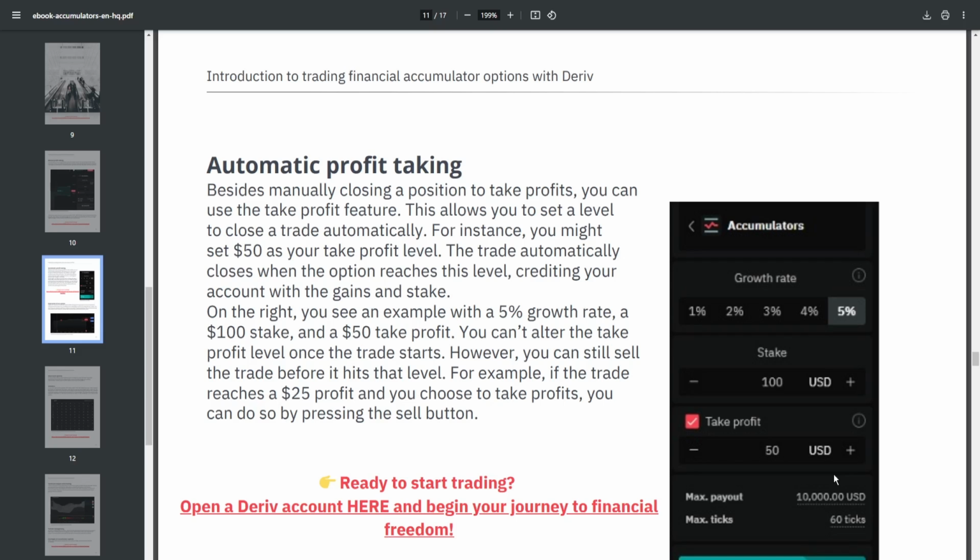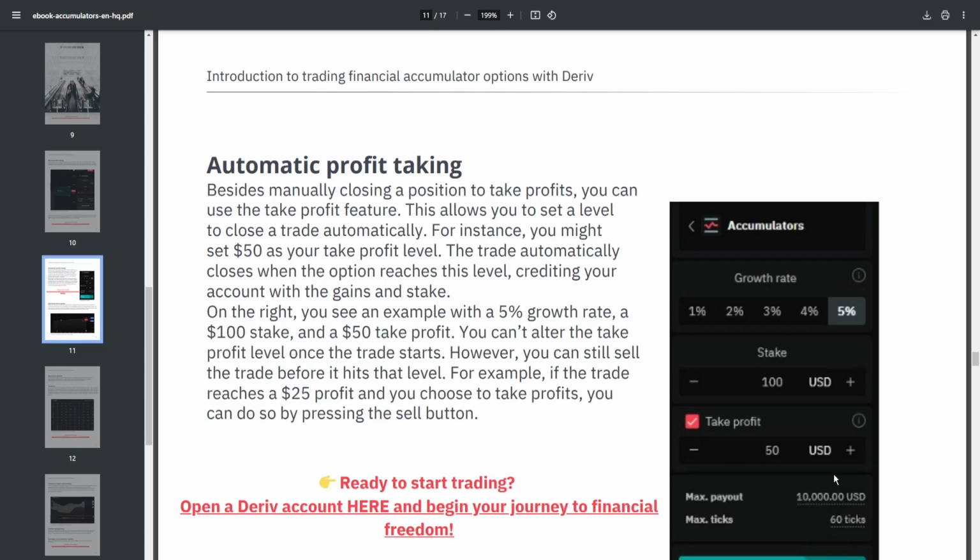Now, you can't take the take profit until the trade starts. However, you can still sell the trade before it hits that level. For example, if the trade reaches a $25 profit, okay, this is what I wanted to explain, guys. It is not a must you wait for the take profit to be hit. No. Let's say you had set your take profit at $50, and once the market reaches a profit of $25, you experience that the market is misbehaving, or it seems that it wants to breach the barriers. You can close that market at that particular level. So it is not a must to wait for the $50 take profit, okay?